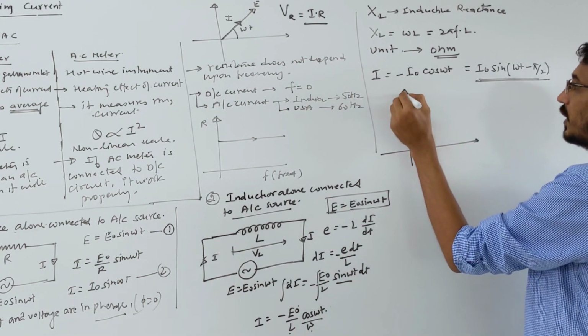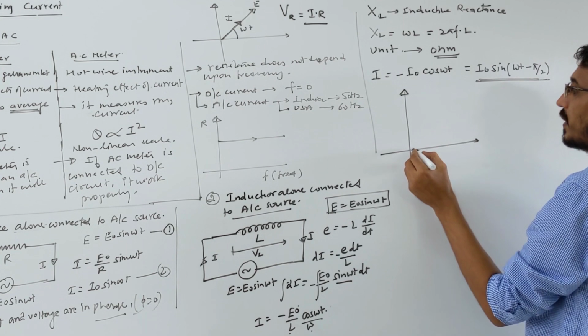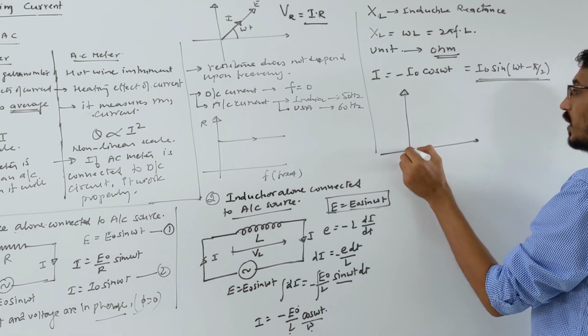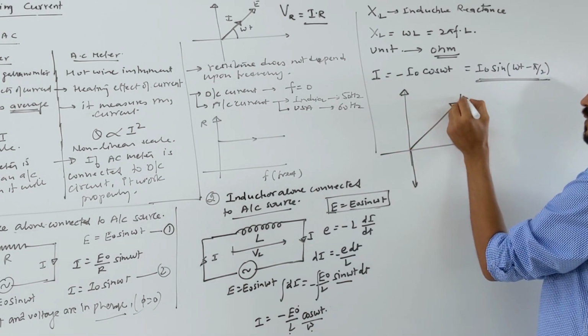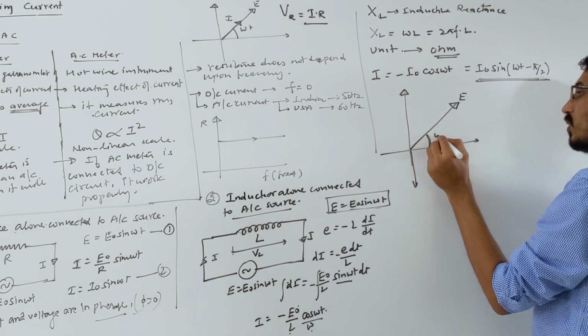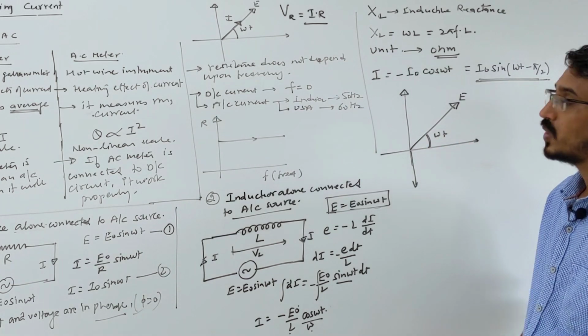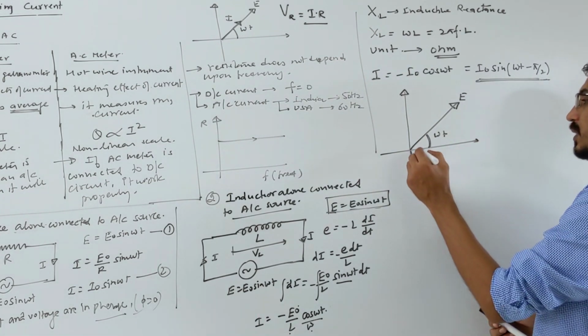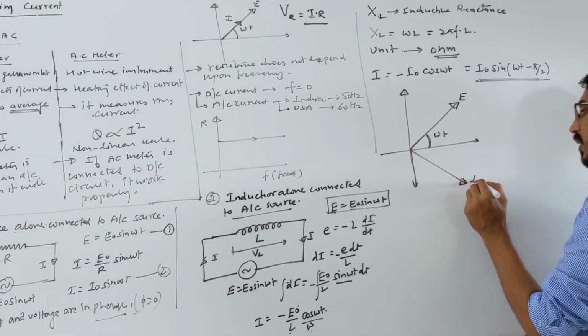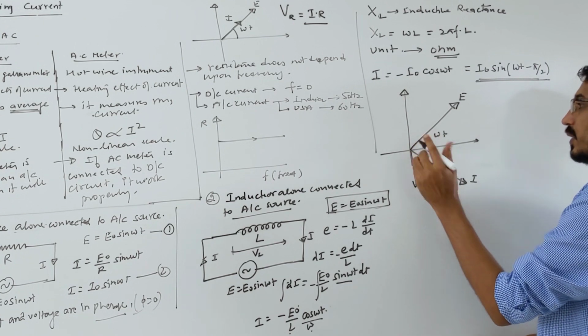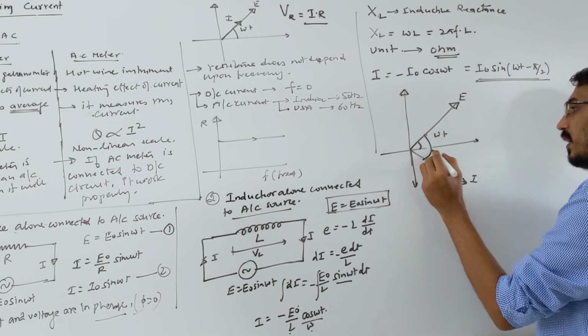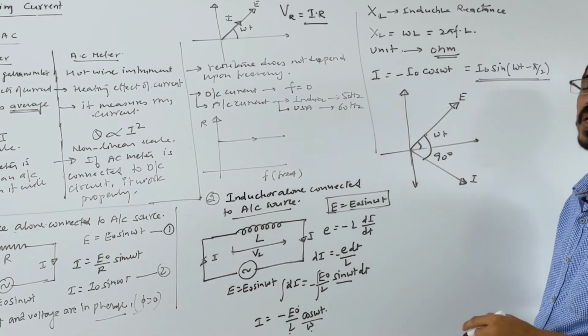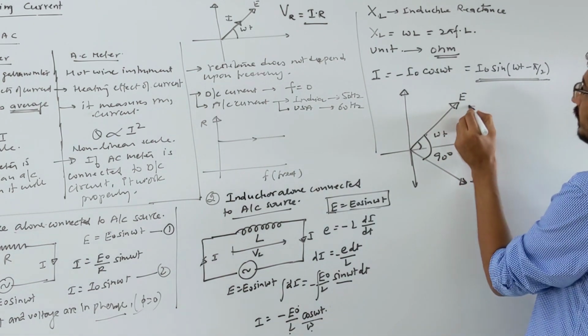How is it looking? Suppose I represent my voltage equation here. This is my voltage equation E, and this is the initial phase omega t. Then you see what happens. This is a voltage equation, and the current is minus pi by 2 behind. So current is lagging here. This is your current equation, and that angle is 90 degrees. So who is behind here? Current.